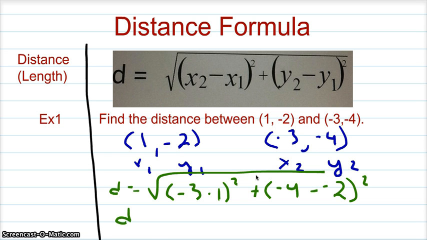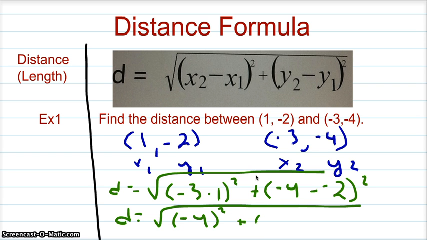Alright, so then all I do is go straight down. I have -3 minus 1, so that would give me -4 squared, plus I have -4 minus -2, so if I change both of those, that would be -2 squared. And then I have -4 squared, so that's 16, plus -2 squared, which is 4. And then 16 plus 4 is 20.